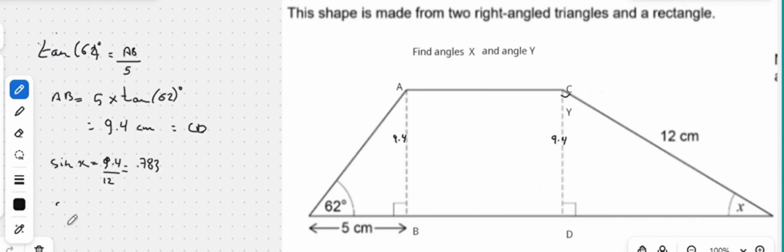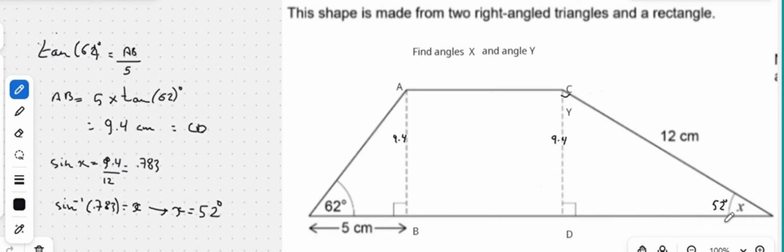So now we use the inverse function in our calculator. So sine inverse of 0.783 would be equal to x. So using your calculator, you will have x to be of size 52 degrees.